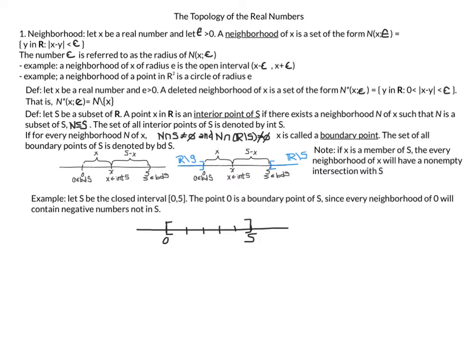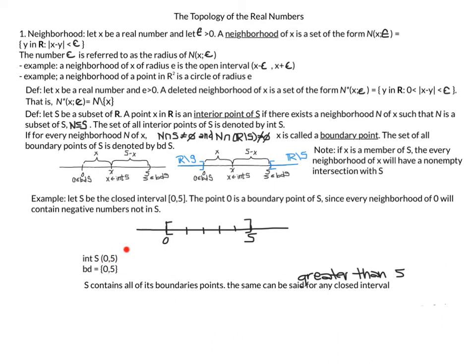Our next example, let S be the closed interval 0 to 5. The point 0 is a boundary point of S because every neighborhood is going to contain some points less than 0. It's going to contain points not in S. In this example, the interior points are the open interval 0 to 5. So the interior points do not include 0 or 5. 0 and 5 are the two boundary points.